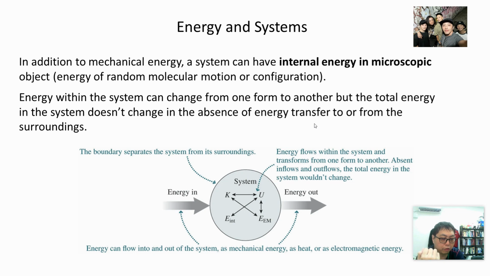Once your system doesn't have energy flowing in or out, the energy of your system is conserved. That's very intuitive. If no energy flows into or out of your system, the energy of your system is conserved. The amount of energy in your system doesn't change, but it can transform from one form to another. Even in the next semester, when we introduce electromagnetic energy, it can also be transformed to potential energy or kinetic energy of the system.